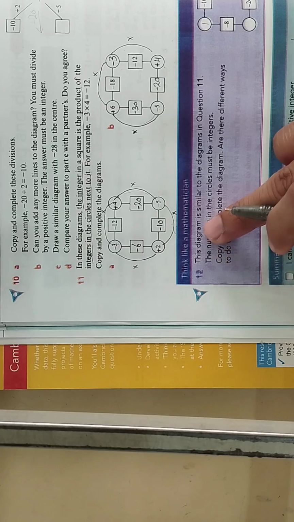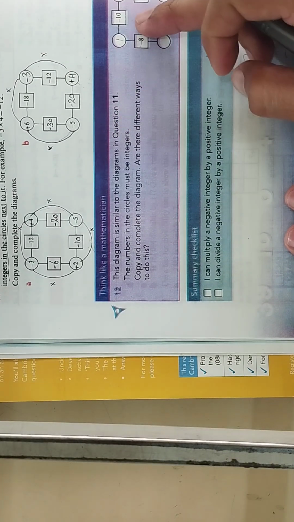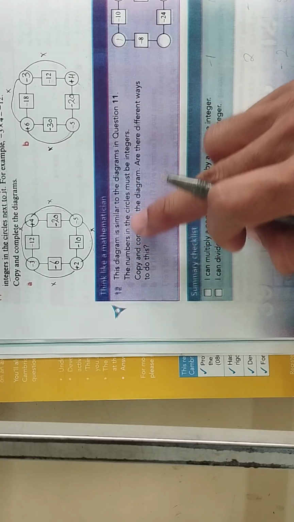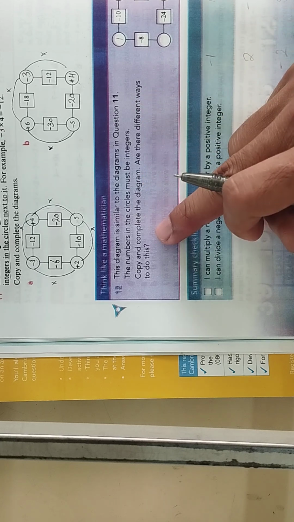Now let's see the next question. It is question number 12. The diagram is similar to the diagrams in question number 11. This diagram is similar to these diagrams. The numbers in the circles must be integers. Copy and complete this diagram. Are there different ways to do this?